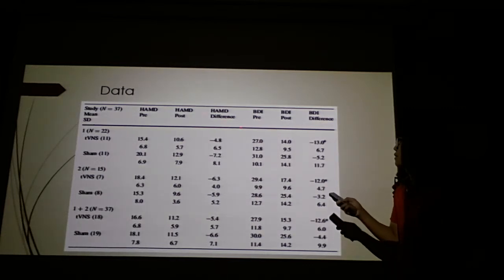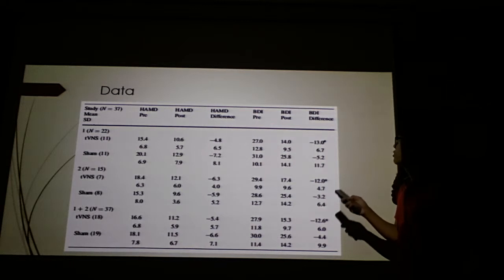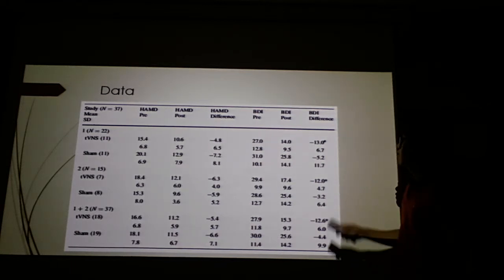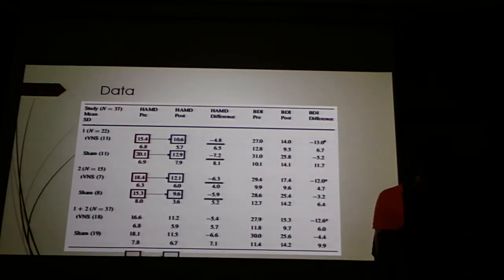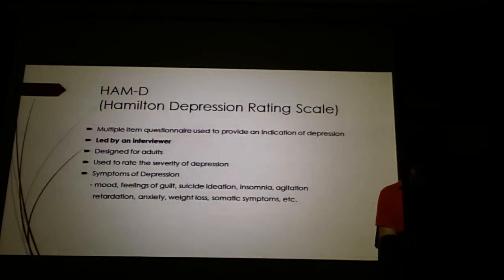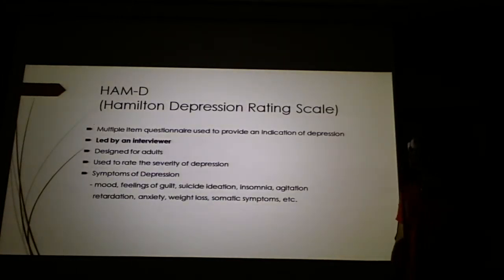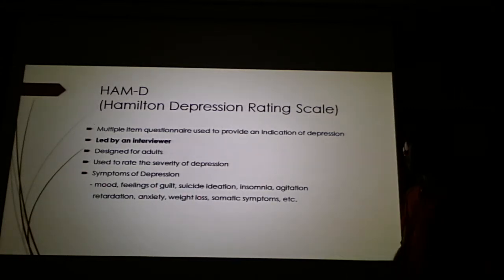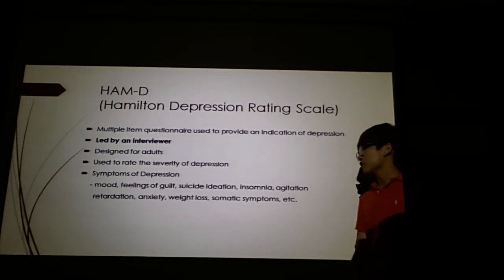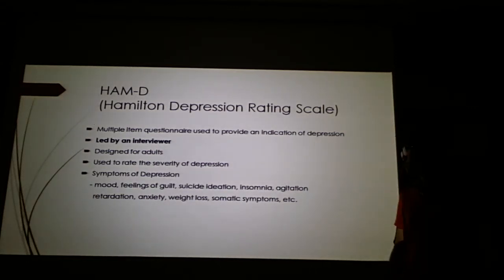try to explain the effect with two depression rating scales. First, the HAM-D scale, second, the BDI scale. The HAM-D scale is the Hamilton Depression Rating Scale. It is a multiple-item questionnaire used to provide an indication of depression, and it is done by an interviewer. It is designed for adults, used to rate the severity of depression, and it is focused on the symptoms of depression like mood, feelings of guilt, suicidal ideation, insomnia, agitation, retardation, anxiety, weight loss, and somatic symptoms, etc.